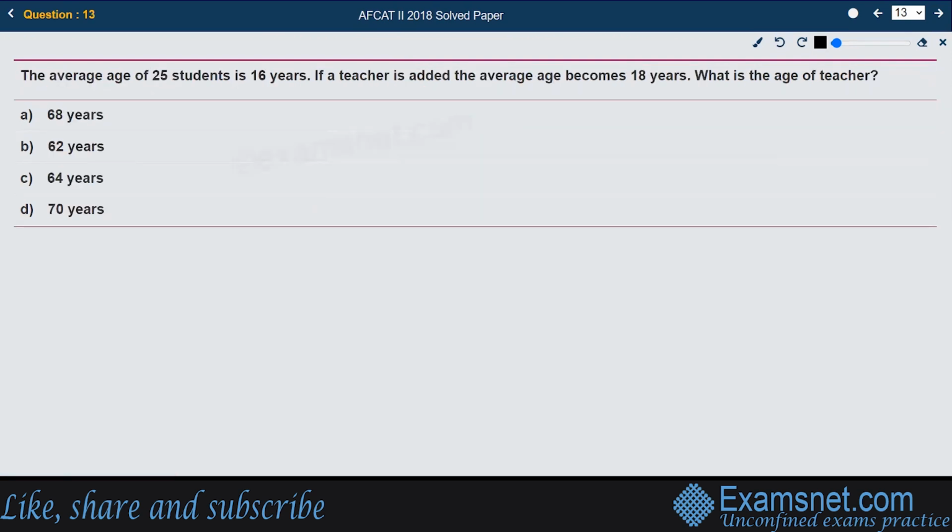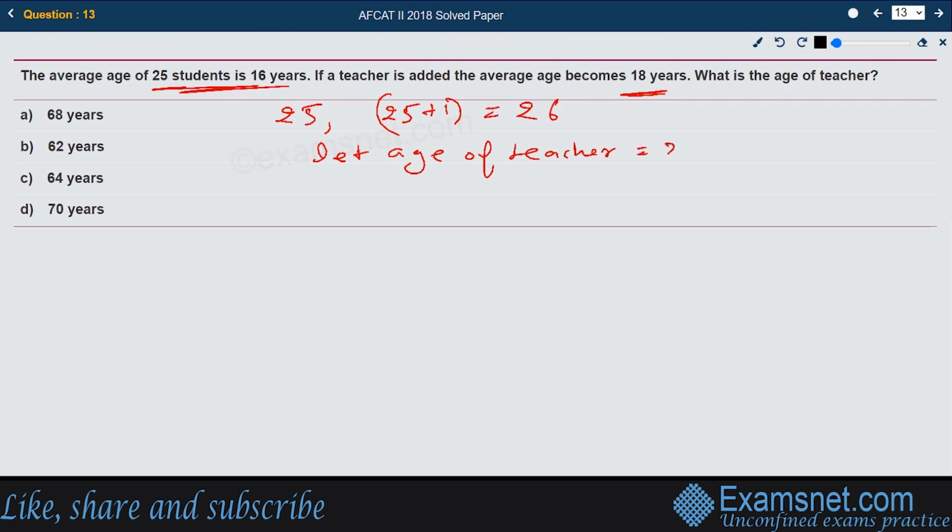Now he's asking: the average age of 25 students is 16 years. If a teacher is added, the average age becomes 18 years. What is the age of the teacher? He's saying with the students only, the average age was 16, that is 25 students. If a teacher is added, the average age becomes 18. So earlier there were 25 people. With the addition of the teacher, the total number becomes 25 plus 1, that is 26. He's asking for the age of the teacher, so let us assume the age of the teacher is X years.